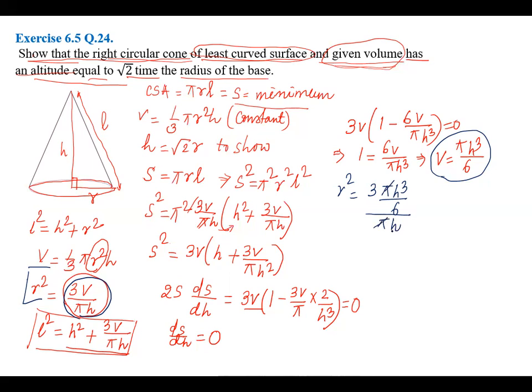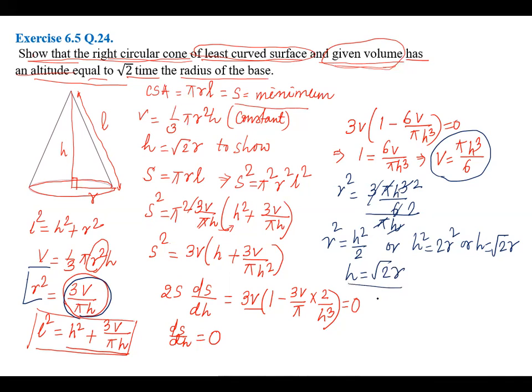Pi cancels, h cancels to h square, 3 by 6 is 1 by 2. So I am getting r square is equal to h square by 2, or h square is equal to 2r square, or h is equal to root 2 r. H is equal to root 2 times the radius. So I proved it. Now verification.